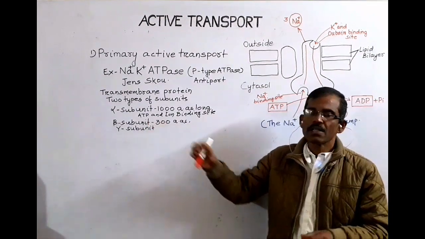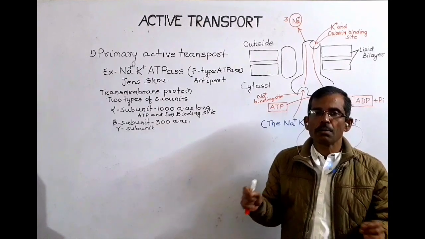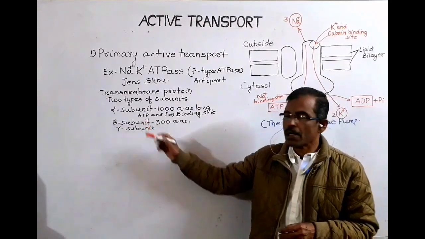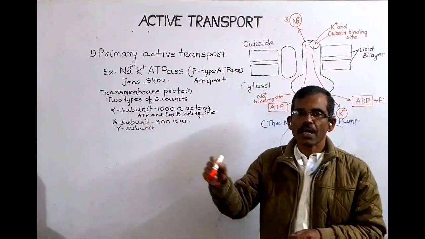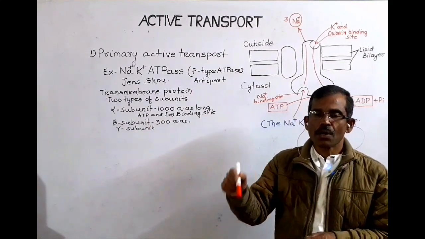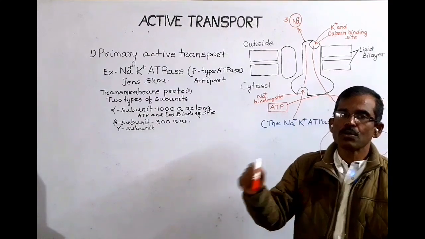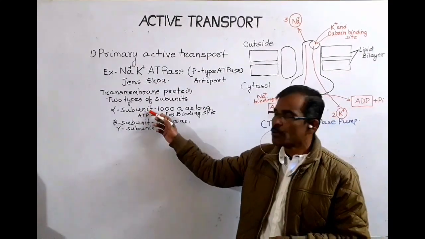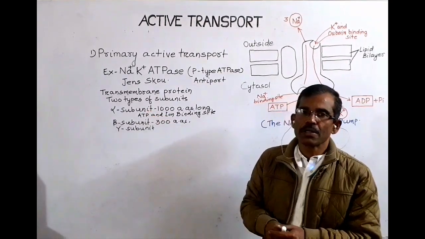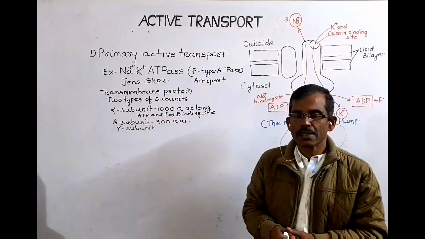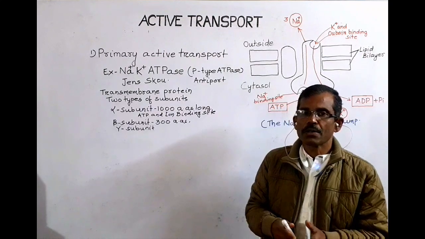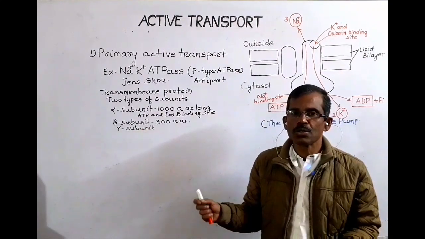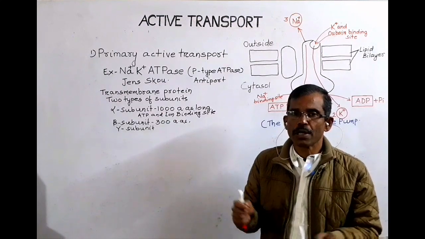This subunit is not directly involved in the pumping of ions, but the beta subunit facilitates the correct insertion of the alpha subunit into the plasma membrane. Therefore, the alpha subunit is the catalytic subunit. In some cases, a smaller regulatory subunit known as the gamma subunit is also associated with this protein.